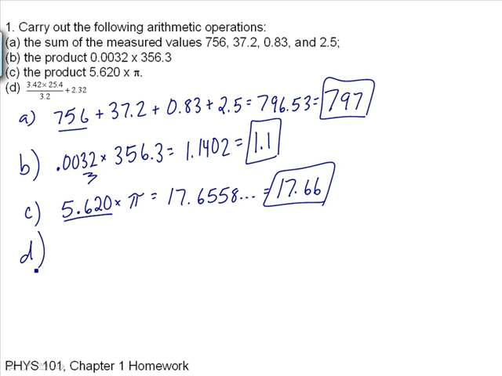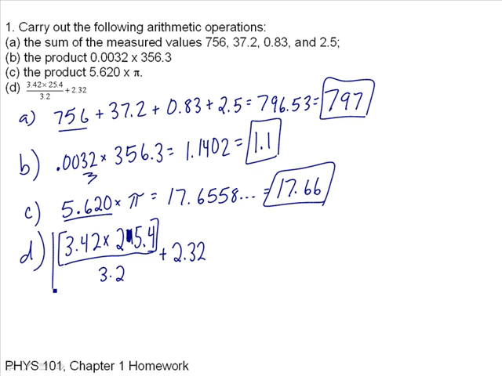And in part D, it's a mixed operation of 3.42 times 25.4 divided by 3.2 plus 2.32. I want to keep my significant figures as I go along, but I'm going to follow the order of operations. So the first thing I'm going to do is this multiplication. Then I'll do the division, and then I'll add the numbers. And at each step, I keep the correct number of significant figures.